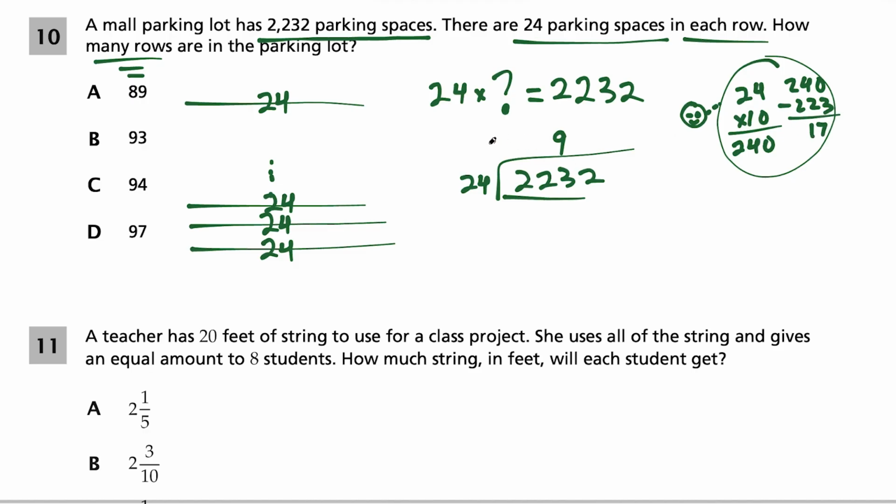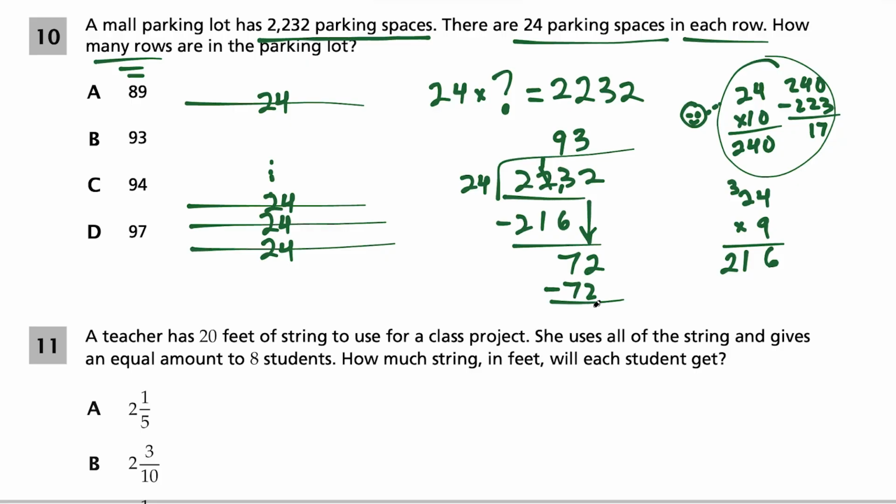Okay, so that tells me if I go times 9, that's going to get me as close as possible to 240 without going over. And now on the side, I would just do 24 times 9, and I'm going to have 9 times 4 is 36. I carry the 3. 9 times 2 is 18, plus 3 is 21. So we are subtracting 216. And now from here, we borrow, and we have 13 minus 6 is 7. The rest cancels, and now we bring down the 2, and 24 goes into 72 evenly 3 times. If I do 3 times 24, I'm going to get 72, and I subtract, and I have no remainder here, okay? So this tells me that 93, choice B, is our answer.